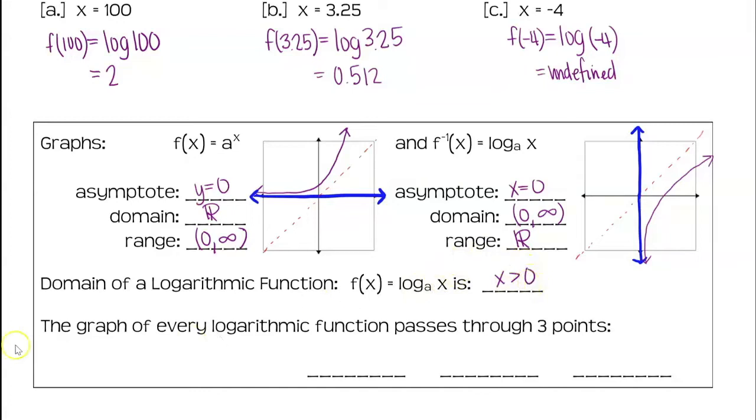The graph of every logarithmic function passes through 3 points. It'll pass through a, 1, so whatever that a value is. It'll pass through 1, 0, and it'll pass through 1 over a, -1. And these are really the only points I'm going to worry about for graphing these.